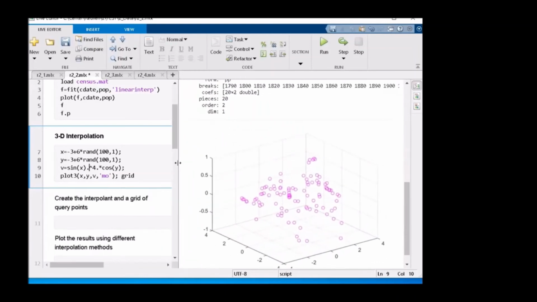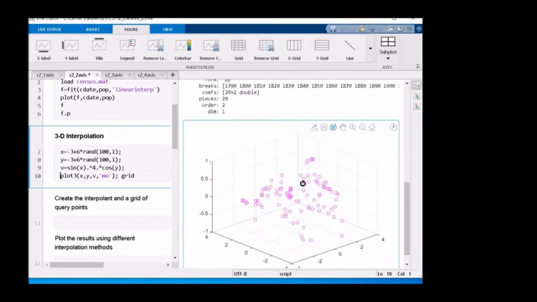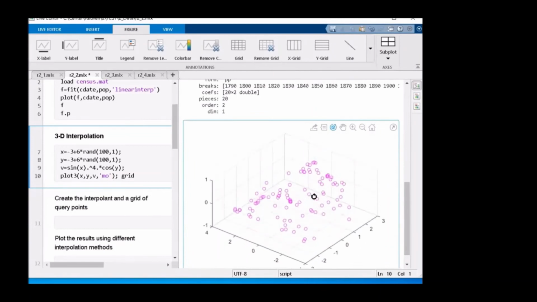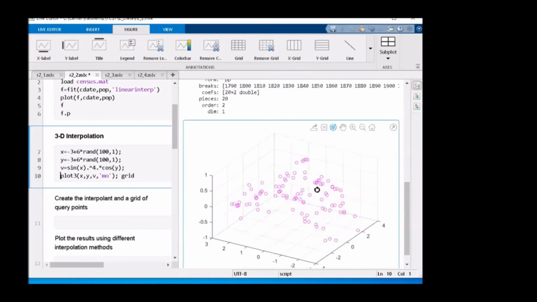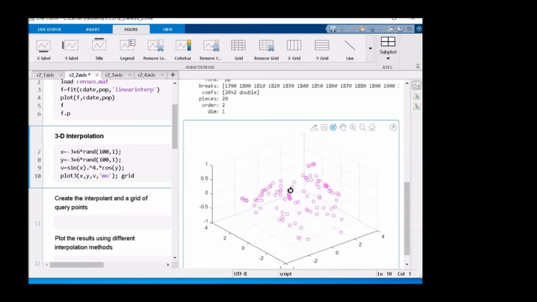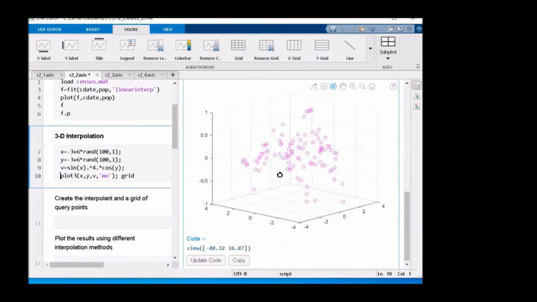I will show the result. We also can play with this random points. You can see just a complicated surface that is difficult to interpolate, right? Do you agree? But we will try to do it.